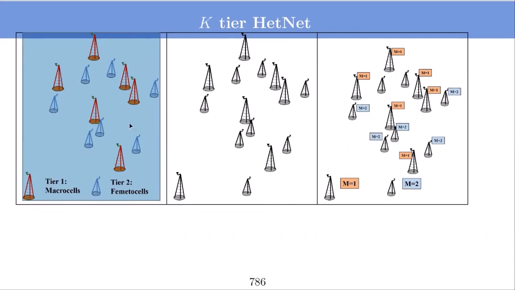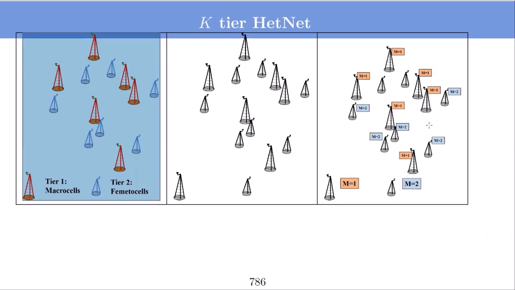So if I randomly assign marks, I will also get a PPP. Suppose the density is lambda 1 plus lambda 2. If I assign red color with probability lambda 1 upon lambda 1 plus lambda 2, and blue color with probability lambda 2 upon lambda 1 plus lambda 2, I will also get a union of two different base stations. The density of the first one would be lambda 1 plus lambda 2 into lambda 1 upon lambda 1 plus lambda 2, which is lambda 1. The second will be lambda 2.